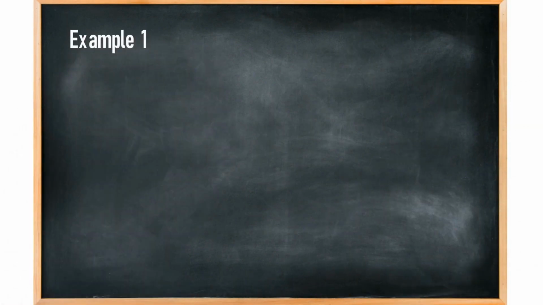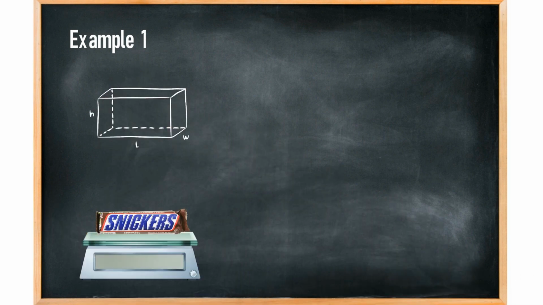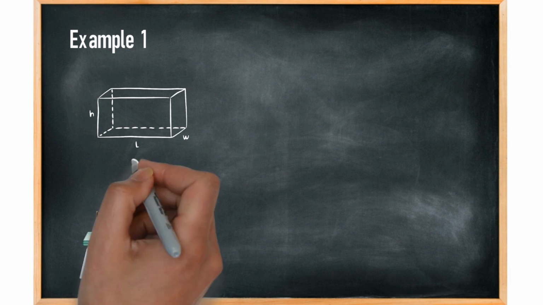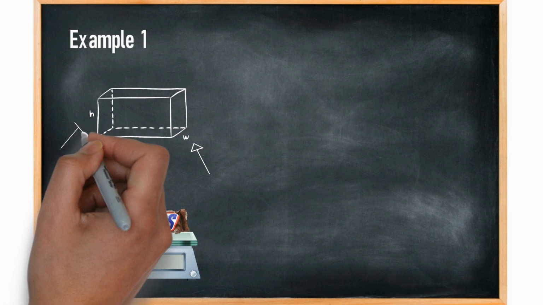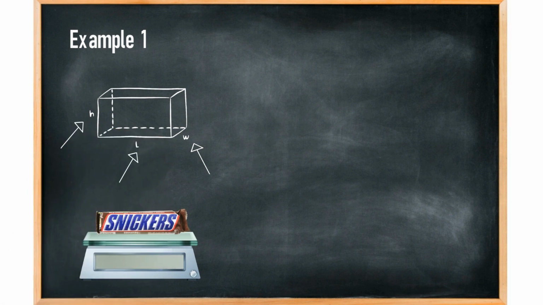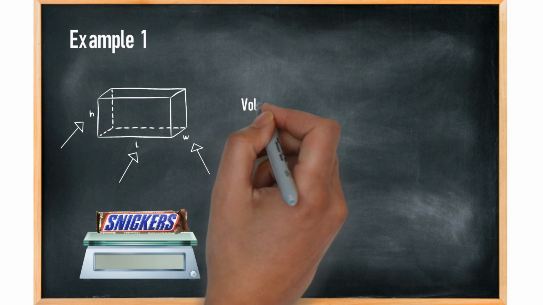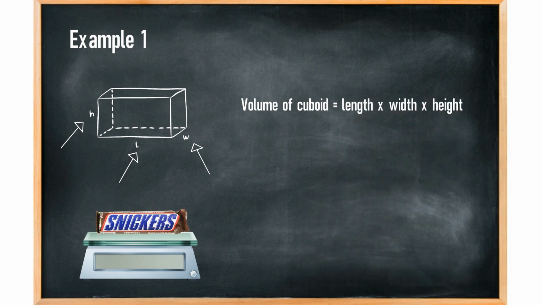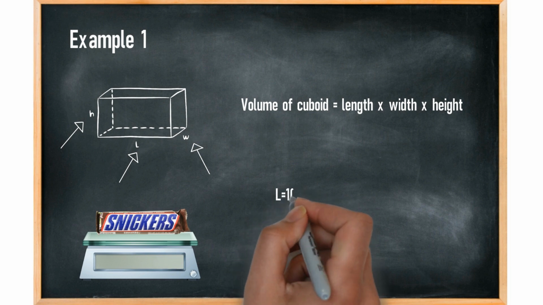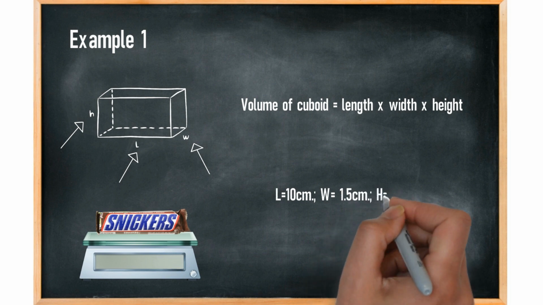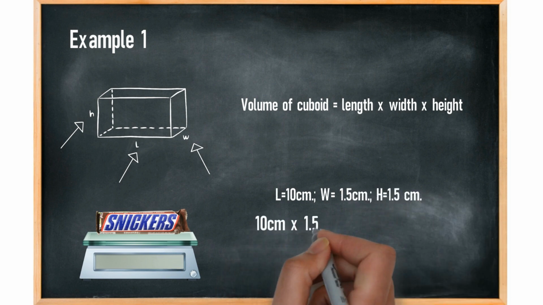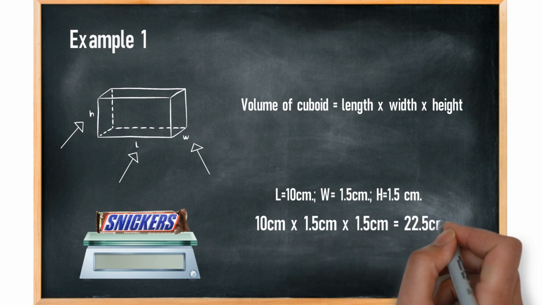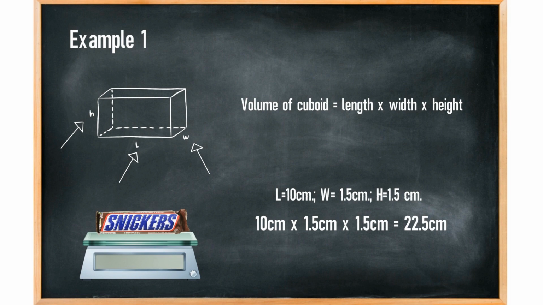Let's consider example 1. A Snickers bar, my favorite chocolate, has a mass of 53 grams and it's cuboid in shape. When calculating volumes, it is useful to understand the dimensions of an object in terms of its length, width, and height. Since the Snickers bar is cuboid in shape, we can calculate its volume by applying the formula for the volume of a cuboid, which is volume equals length times width times height. Since this Snickers bar has a length of 10 centimeters, a width of 1.5 centimeters and a height also of 1.5 centimeters, the volume can be found by multiplying 10 centimeters by 1.5 centimeters by 1.5 centimeters to give us a volume of 22.5 centimeters cubed.